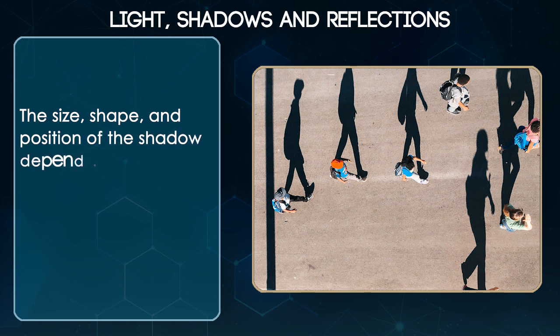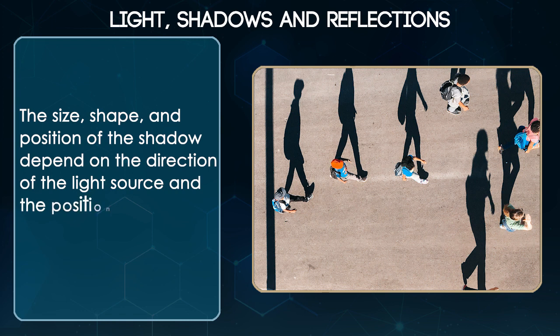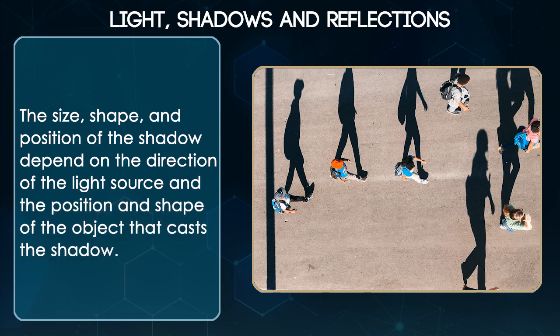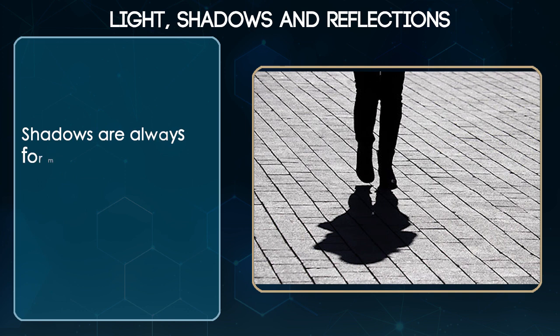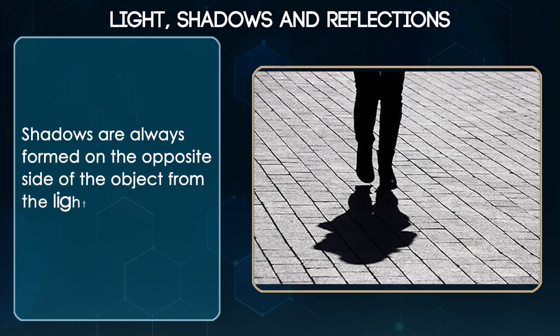The size, shape, and position of the shadow depends on the direction of the light source and the position and shape of the object that casts the shadow. Shadows are always formed on the opposite side of the object from the light source.